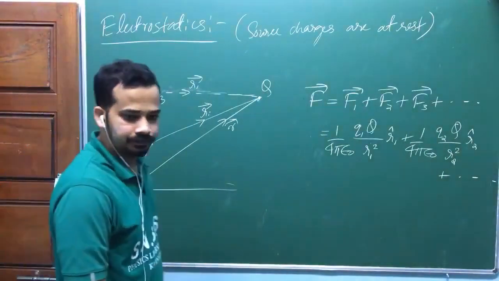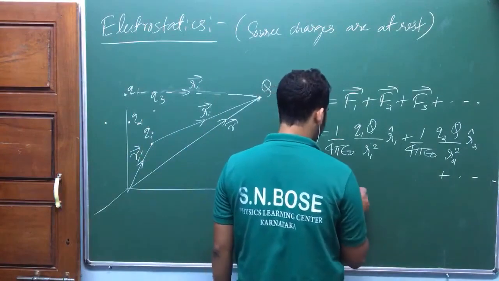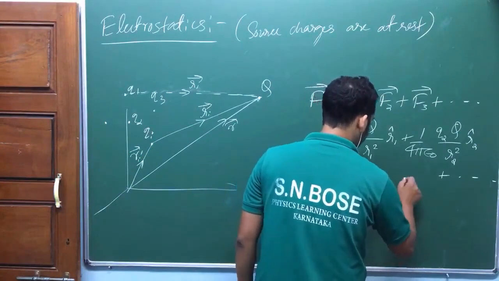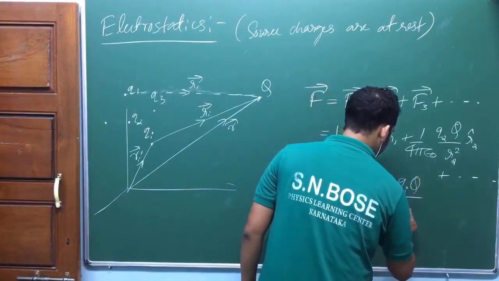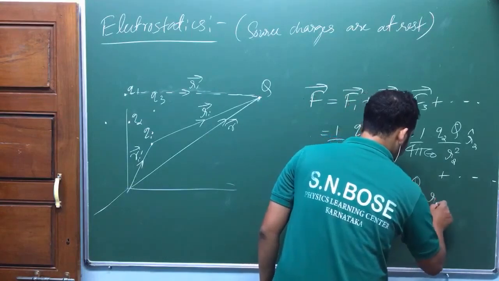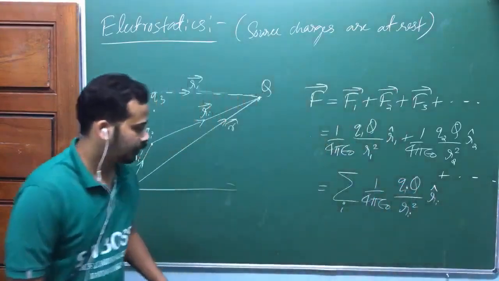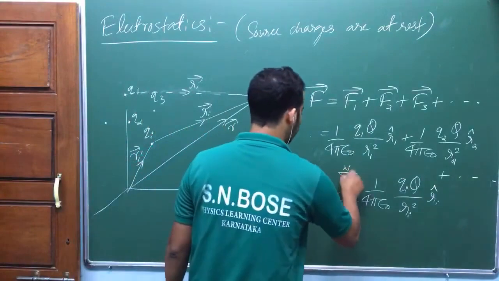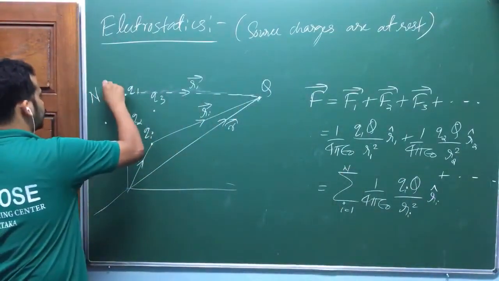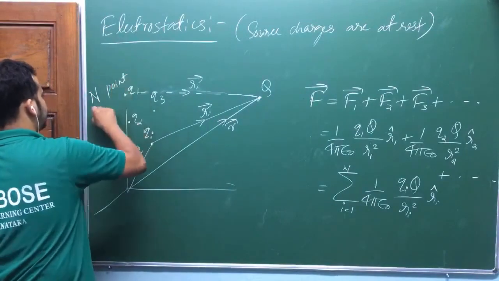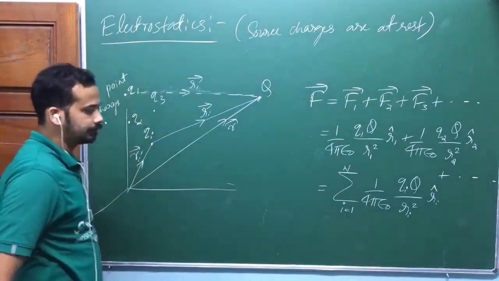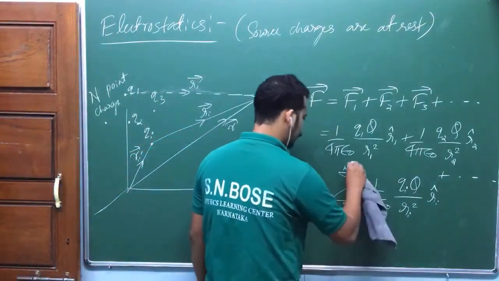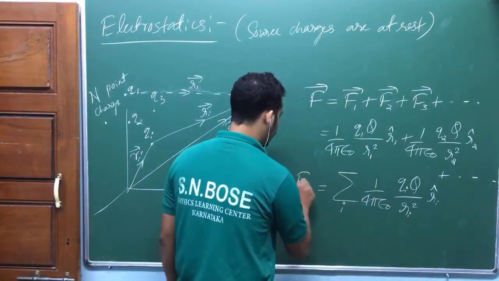Now let me write in a summation format. So summation over i, 1 by 4 pi epsilon naught, Qi capital Q divided by Ri square Ri cap, where i equals 1, 2, 3 and so on. Suppose there are capital N number of charges, so total N point charges. I'll not notify this one, I'll just write summation over i. So you can write the net force like this.